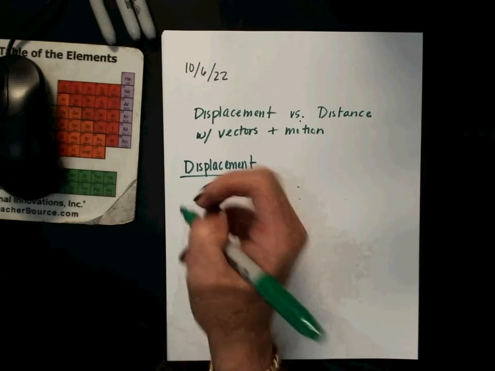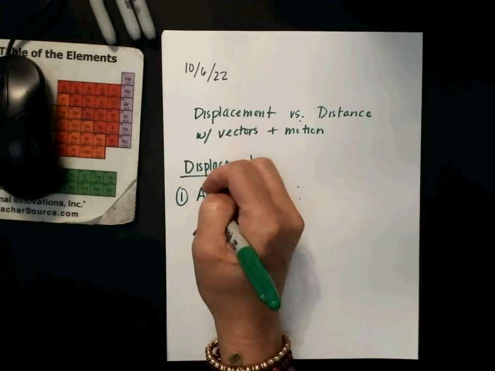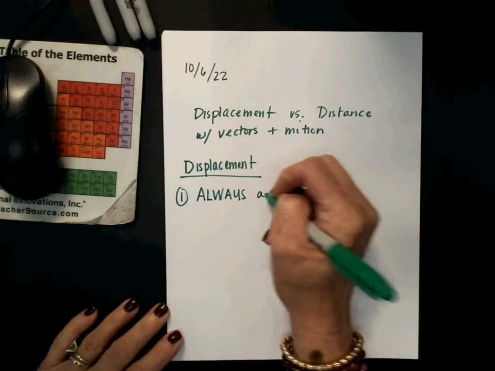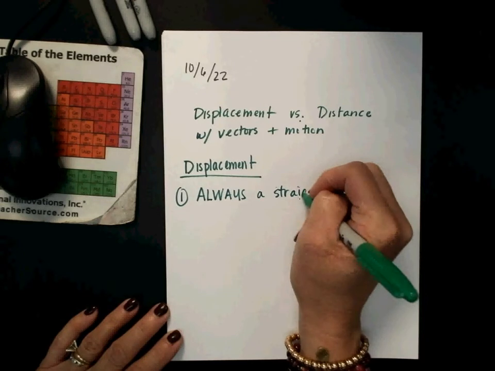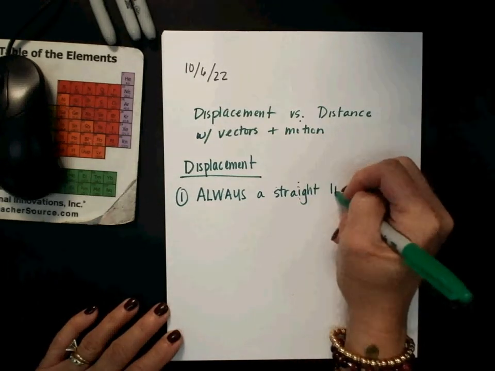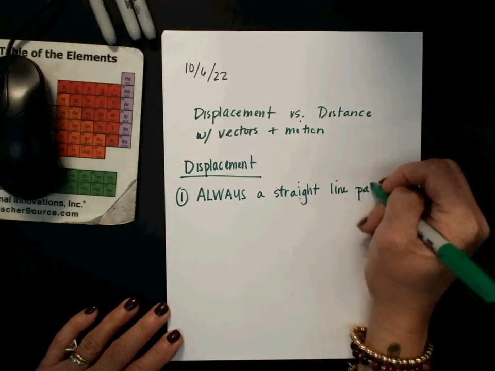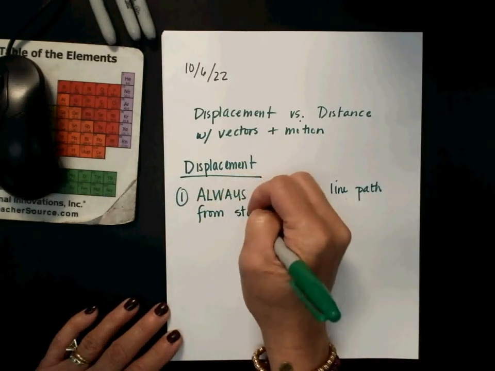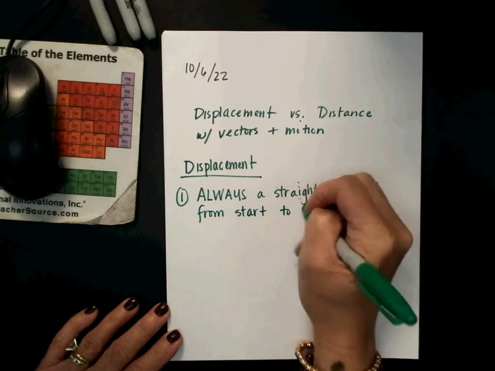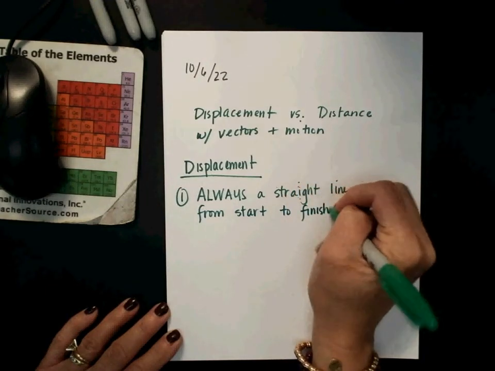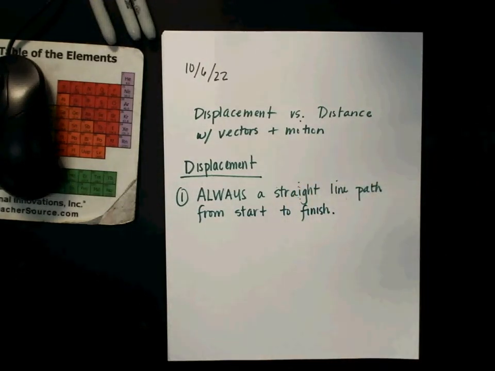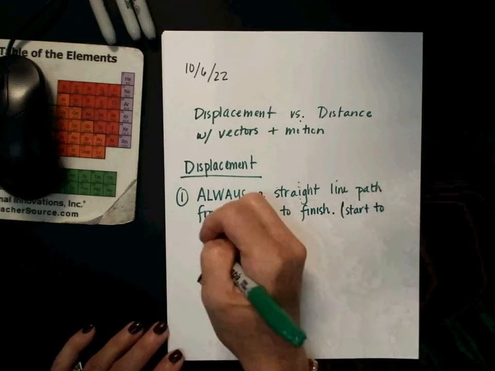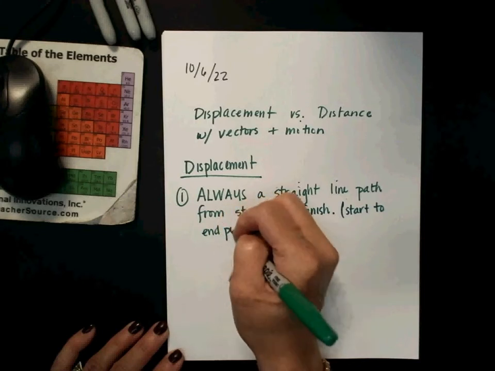Displacement is always a straight line path from start to finish. Or it might say start to end position.